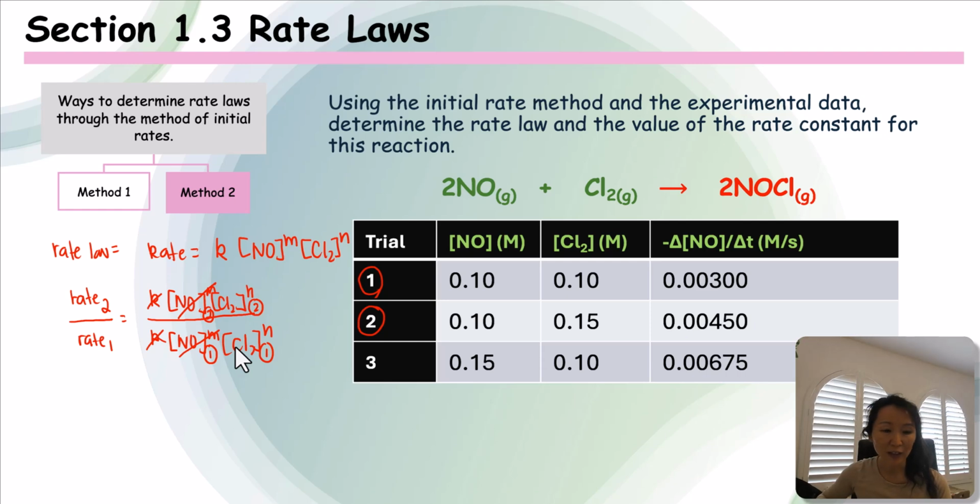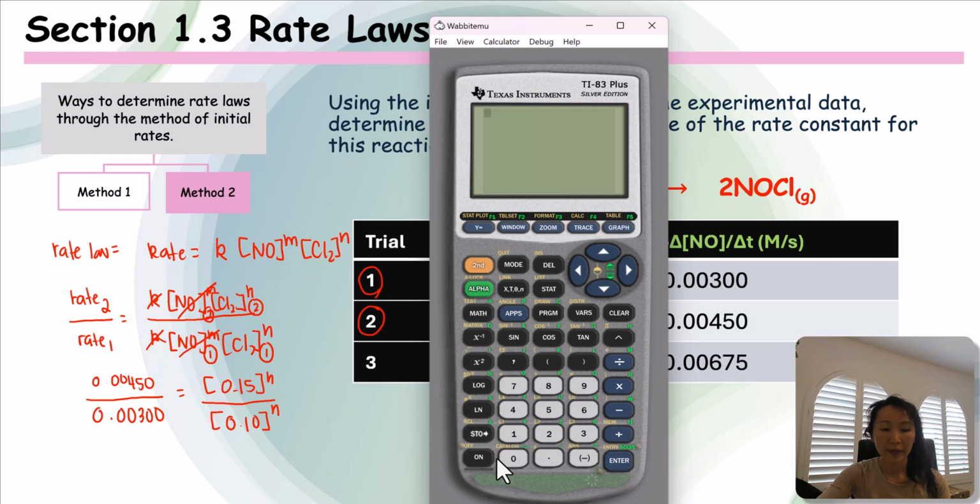So let's put in some values. Rate 2 would be 0.00450 divided by 0.00300, which is equal to the chlorine concentration at trial 2, 0.15, to the N power. We don't know what that N power is, not yet. That's what we're trying to solve for, and 0.10 for trial 1. We'll calculate the left side using our calculator, and then do the right as well.